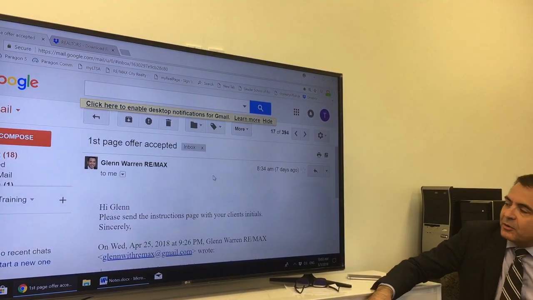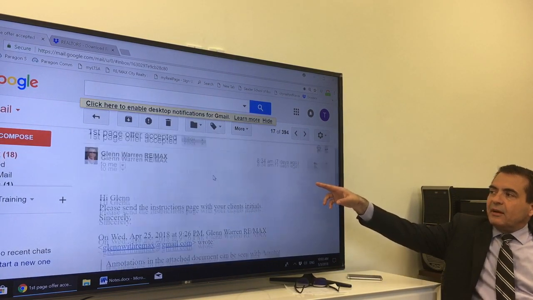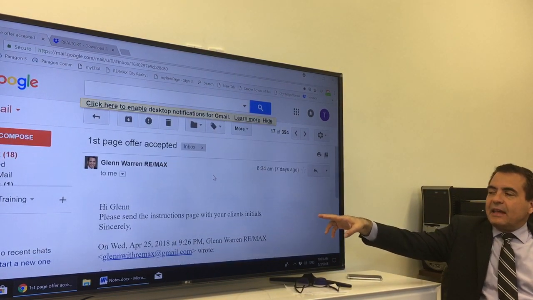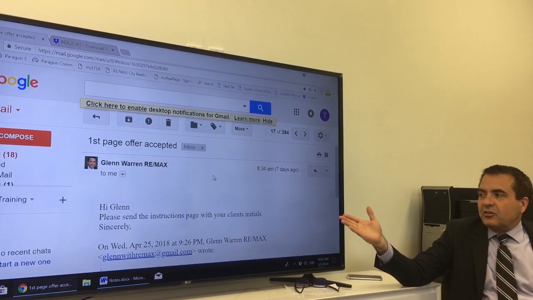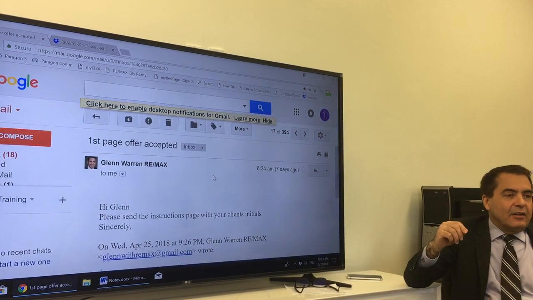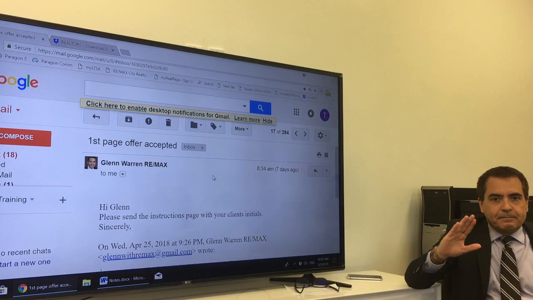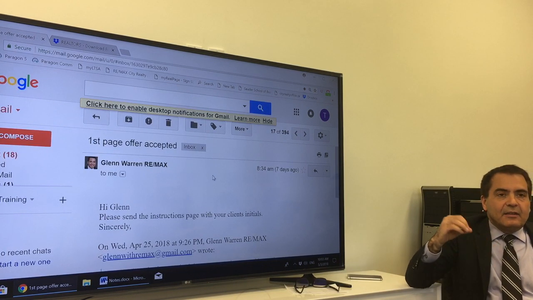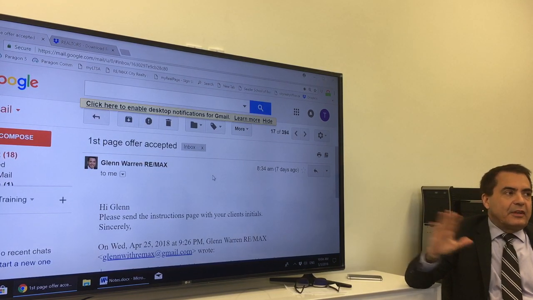First page of the offer accepted. So I got an accepted offer. I was the buyer's agent, and they were the seller's agent. They wanted the instructions page with my client's initials. So my question is, you know what I'm talking about? The front page of the contract. Does the seller's agent need the buyer's initials on the information page?